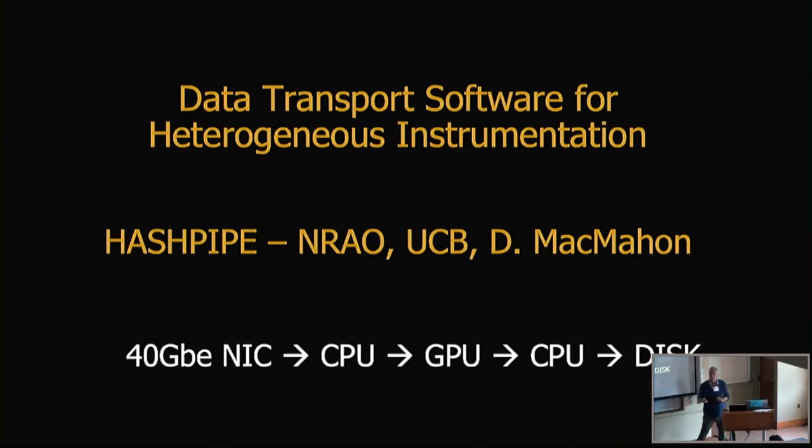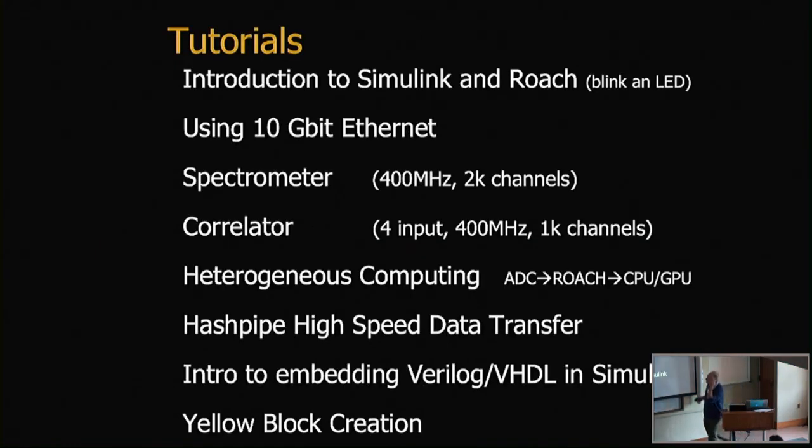There's a tutorial now that I think Pei Shin developed about how to use HashPipe. So there are tutorials. I'm not sure if this is the current list, but there is how to use 10 gigabit or 40 gigabit Ethernet, and something that introduces you to Simulink. You can build a spectrometer and a correlator, and these are things that you can choose to do. There's this HashPipe tutorial where you can learn about high-speed data transfer. These are things that you'll be able to do on Wednesday, Thursday, or Friday. Thanks very much.